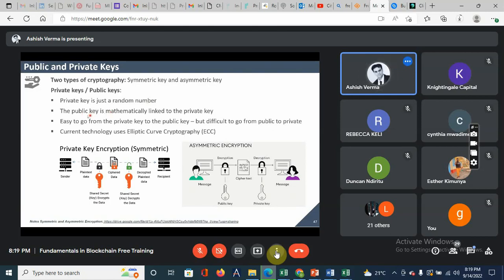And the public key is mathematically linked with the private key. You can put it through a few algorithms, and the private key which you have generated and chosen by yourself will give you a linked public key. It's easy to go from private key to public key, but it's difficult to go from public to private. It's not impossible, but it's highly computationally demanding if you want to do that. The current technology used in Bitcoin is called elliptic curve cryptography, also known as ECC. So this is the algorithm.